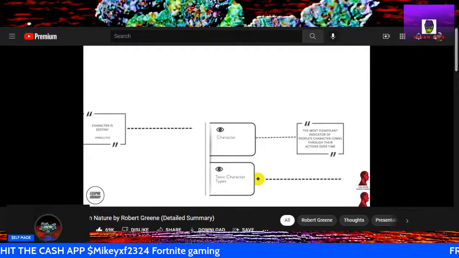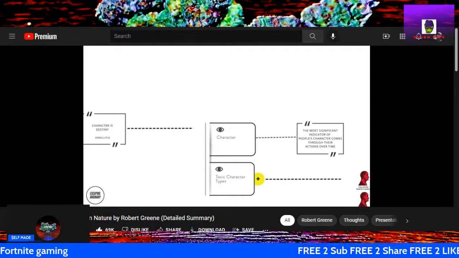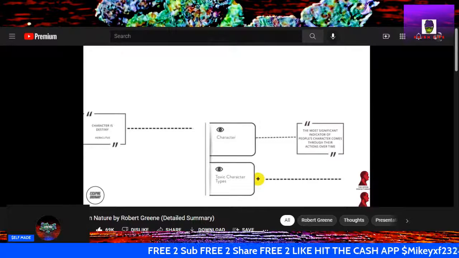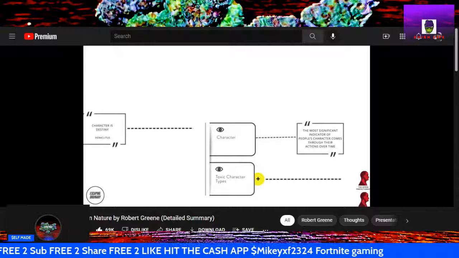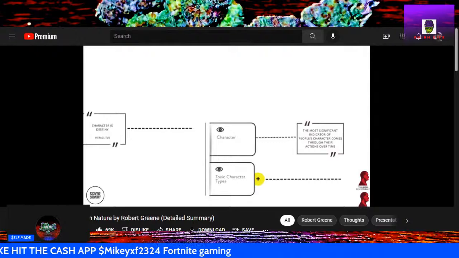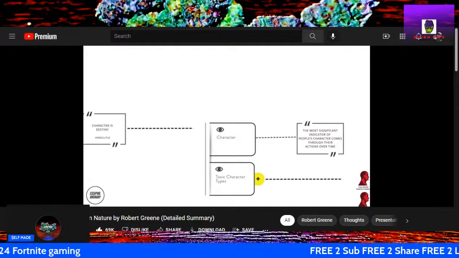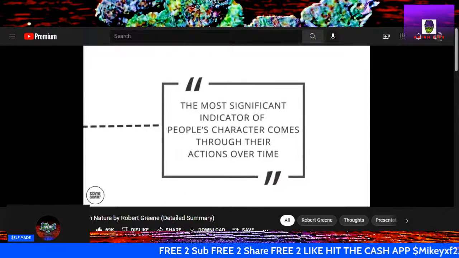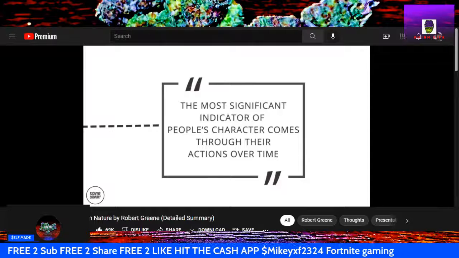Actions repeated over time is the main indicator of someone's character. People with strong character do not give up easily, are persistent, and are open to new ideas. People with weak character, on the other hand, are overwhelmed easily, difficult to rely upon, not open to learn from others because needing to learn from others would imply criticism or shortcomings. The most significant indicator of people's character comes through their actions over time.